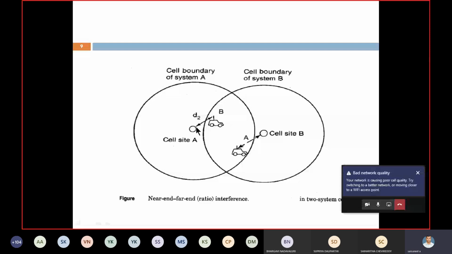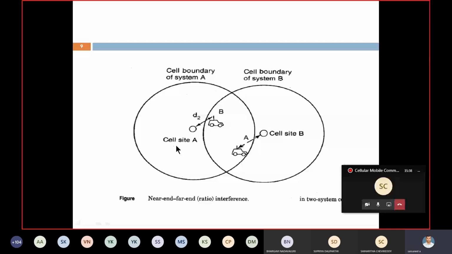This is the near end. Near end. That is, the moment it is nearer to cell site A, that's why we have taken the signal. Here also near end. We are not considering far. That's why it is a far end.